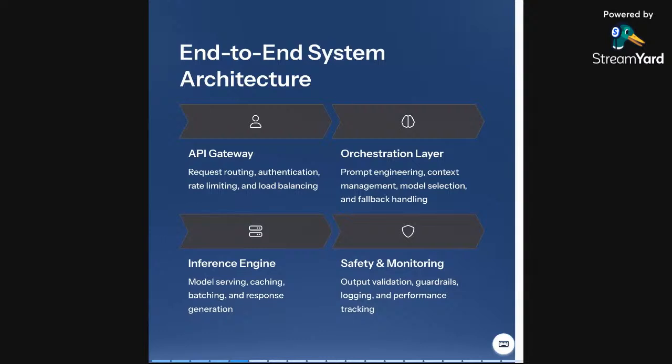And as we discussed last time for end-to-end system architecture, four things come to mind. First, the API gateway that handles request routing, authentication, and load balancing. Secondly, the orchestration layer that handles prompt engineering, context management, and model selection. Third, the inference engine, so the model serving, caching, and batching, the response that is generated out of it. Fourth, safety and monitoring, so we need to take care of the output and validate what comes out on the other end, with guardrails, logging, and performance tracking.